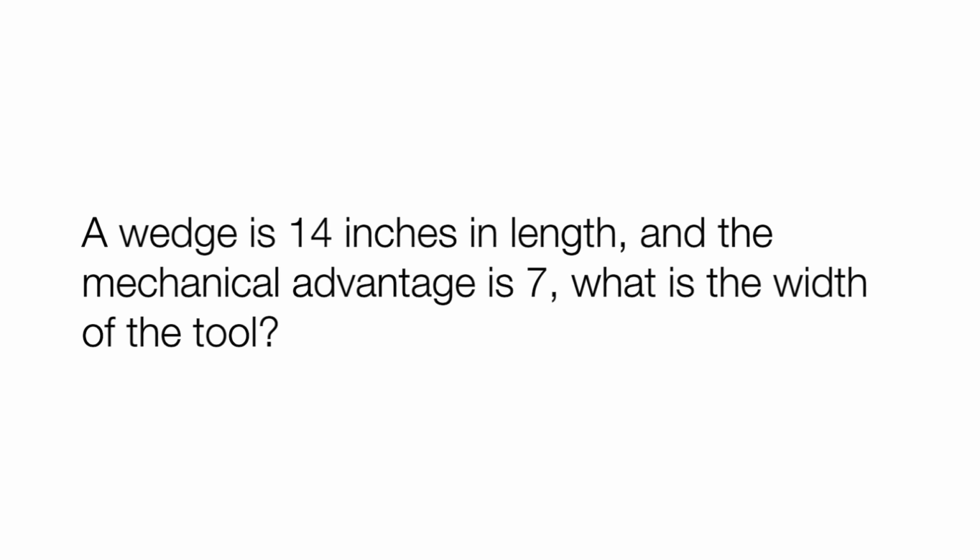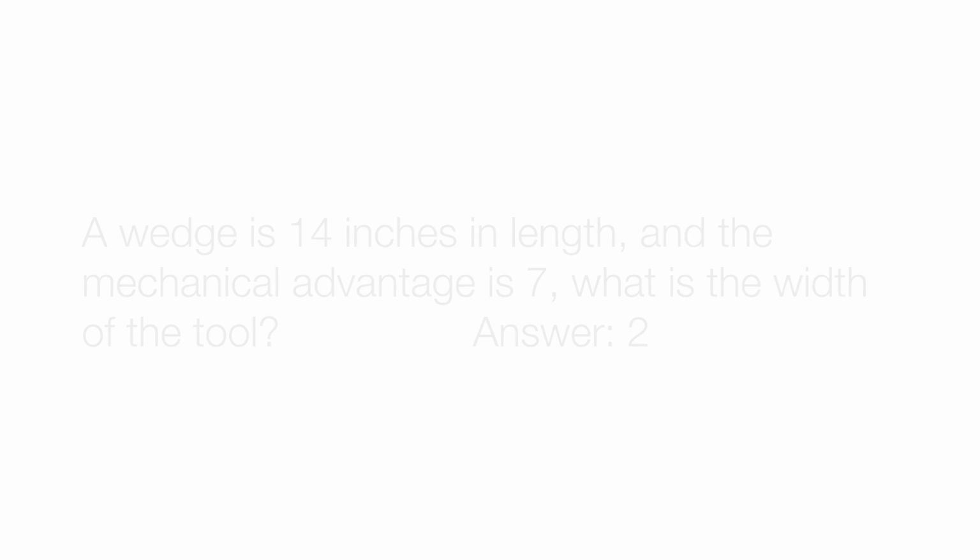Try a couple on your own. A wedge is 14 inches in length and the mechanical advantage is 7. What is the width of the tool? We already know that the mechanical advantage is 7, and we know that the length is 14. We're dividing 14 by something to get 7. The answer is 2.